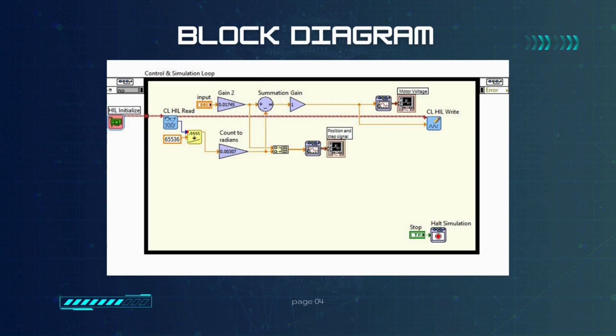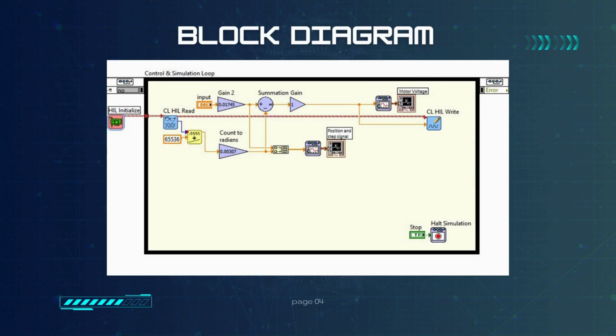Based on this error, the motor voltage control block generates a suitable voltage signal. This voltage tells the motor how much and in which direction to move, so it can reach the target position. Then, we have HIL Write. This block sends the voltage signal to the motor via the myRIO, making the motor move accordingly.